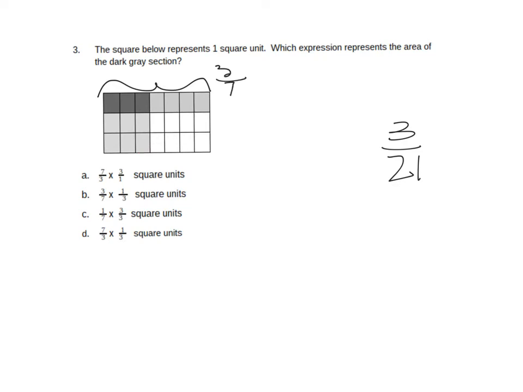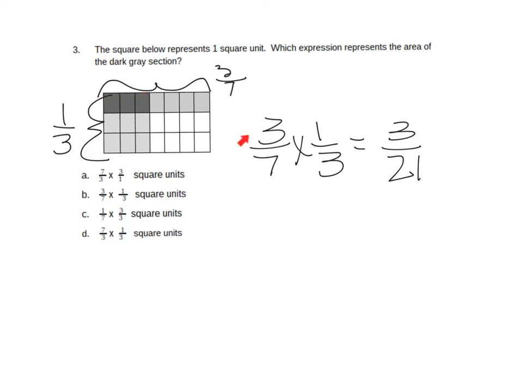So that would be 3/7. Now let's look at this side and see how many are shaded on this side. We have 1 shaded out of 3 rows. So this is 1/3. So it would be 3/7 times 1/3. And let's see if that equals our 3 shaded out of 21. So 3 times 1 is 3. 7 times 3 is 21. So we need to find A, B, C, or D that is 3/7 times 1/3.